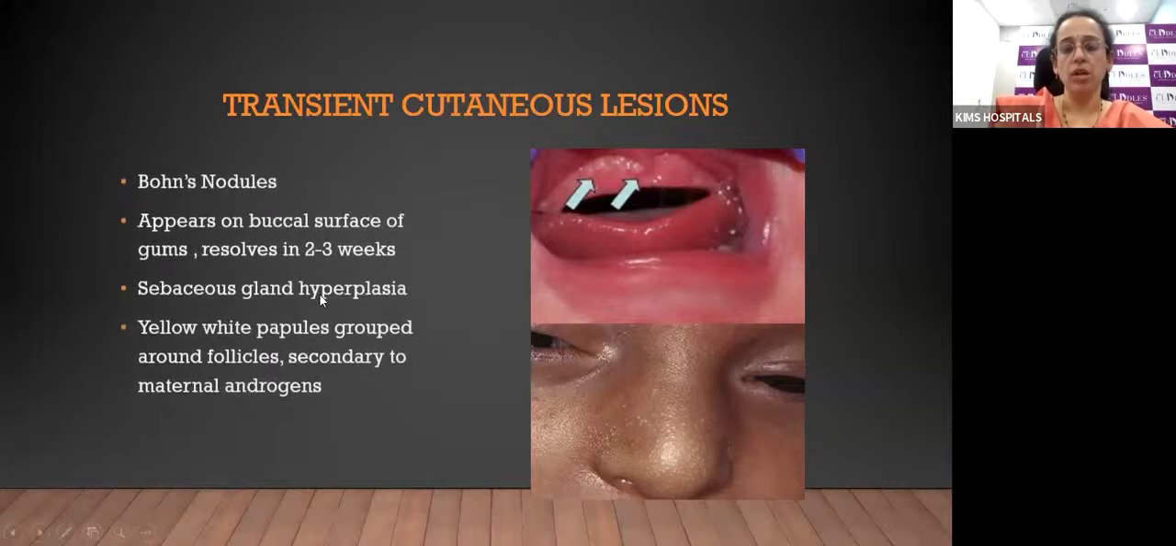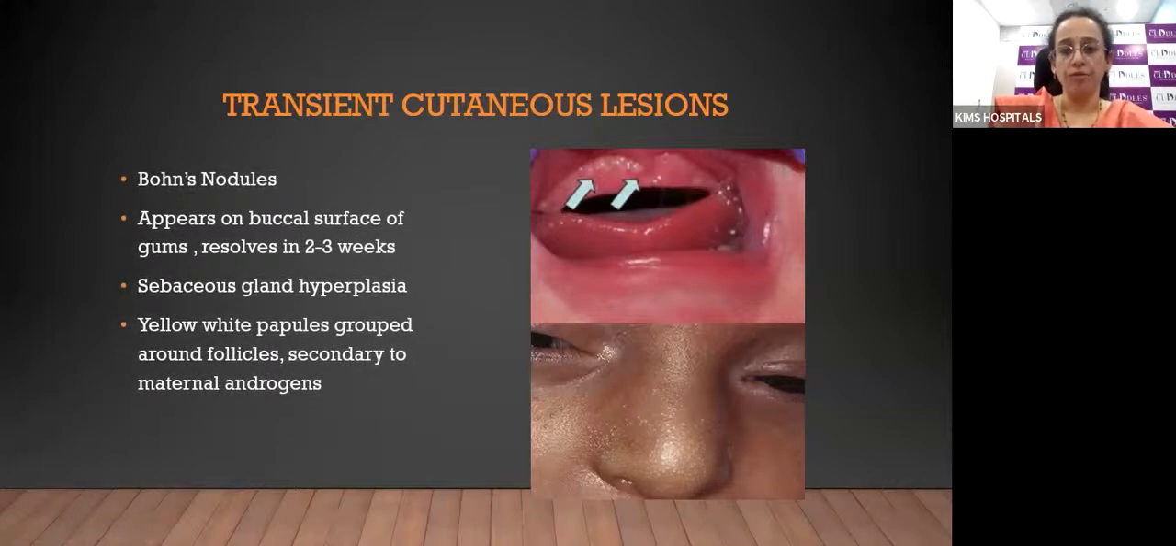The Bohn's nodules are seen over the buccal surface of the mucosa or the gums, the oral mucosa. These also resolve in 2 to 3 weeks. They can sometimes be mistaken for natal teeth. Bohn's nodules can be identified on the buccal surface of the gums and they appear as whitish papules on the surface of the gums.